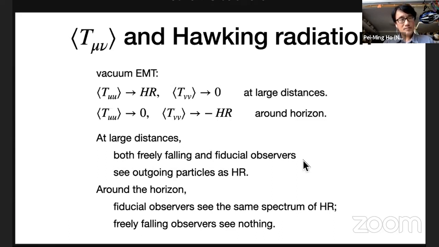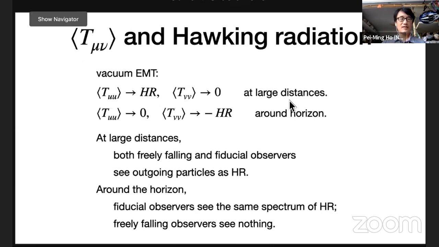I'd like to emphasize a point. We talked both about the vacuum energy momentum tensor and Hawking radiation. These two are actually different, although closely related concepts. Hawking radiation has to do with how you define particles. And the vacuum energy momentum tensor does not necessarily have anything to do with particles. You can have a vacuum energy momentum tensor without particles. But Hawking radiation also contributes to the vacuum energy momentum tensor.